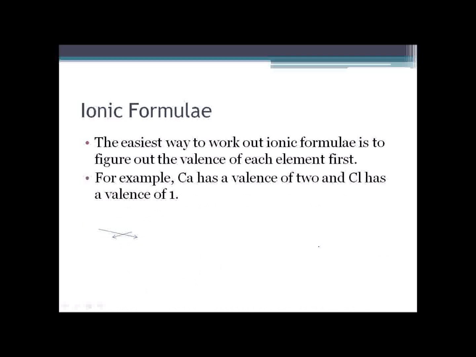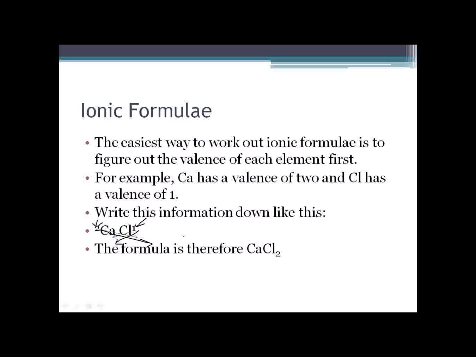Alright, let's look at how we'd work out the formula for a compound. Okay, so for example, if we've got calcium and chlorine reacting, what you do first is you write down the symbol for calcium, there it is, the symbol for chlorine, there it is, and then what I do is I write the valence there for calcium and there for chlorine, and then I swap them over like that. And that actually gives you the correct formula. So the formula for calcium chloride is CaCl2.